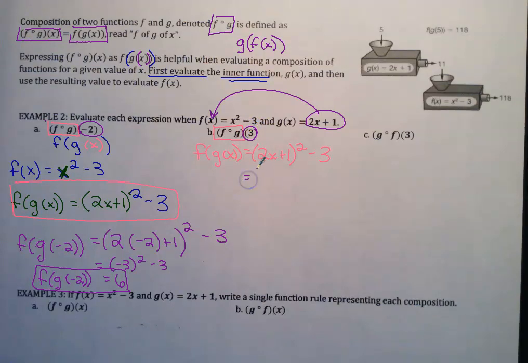So this is going to be 2 times 3 plus 1 squared minus 3. So what's 2 times 3, plus 1? 7. What's 7 squared? 49 minus 3. 46. So this time it's equal to 46.